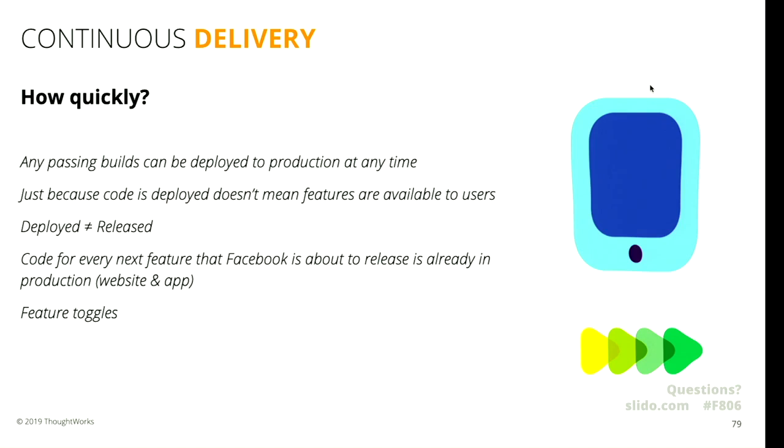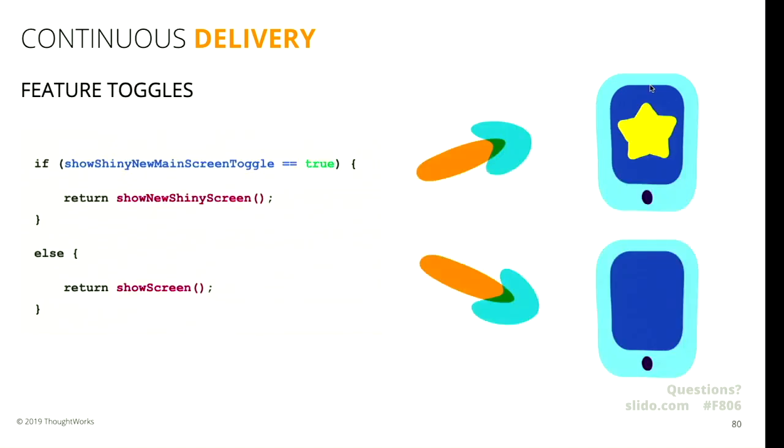Has anyone heard of feature toggles? Awesome. The idea is quite simple. In code, you have a flag, a boolean, which can be true or false. If it's true, you show the newest feature. If it's false, you just default to whatever you had before.